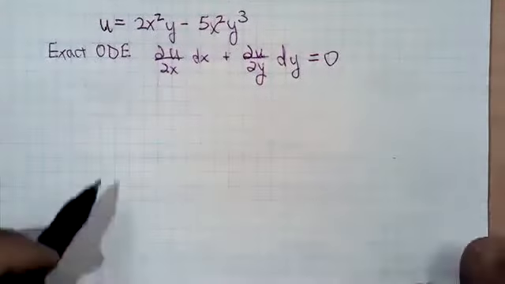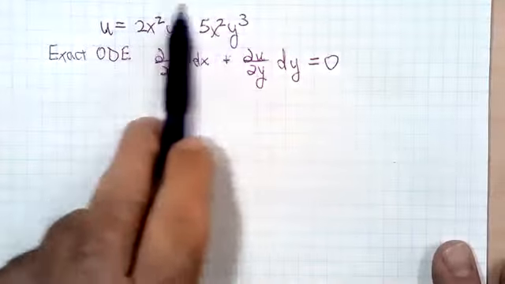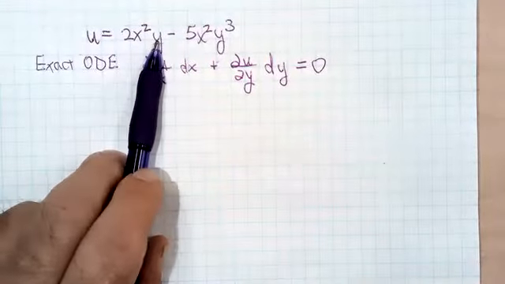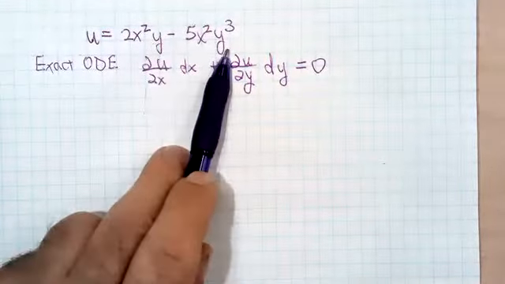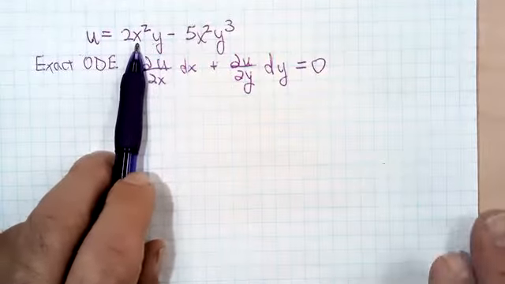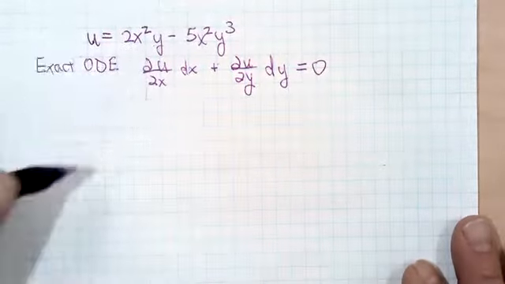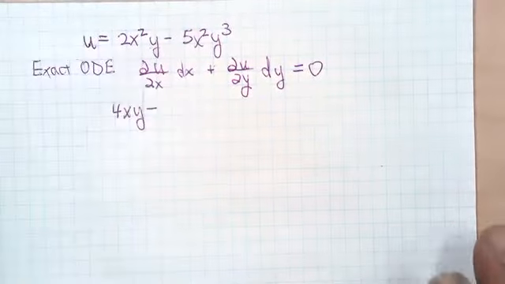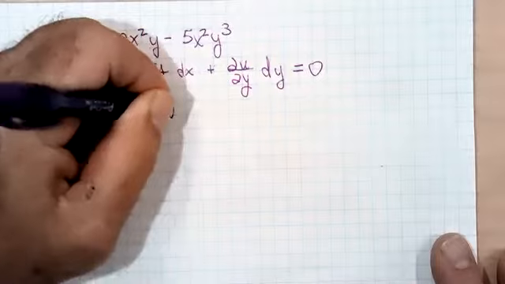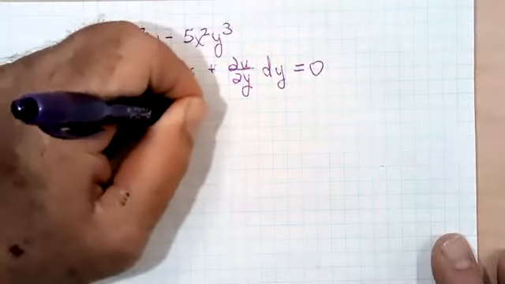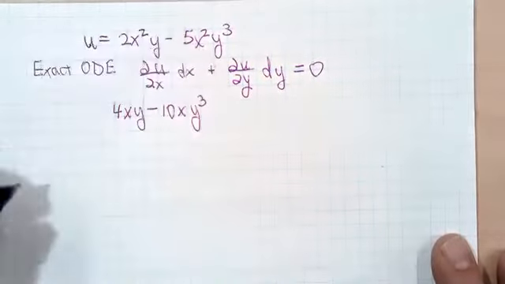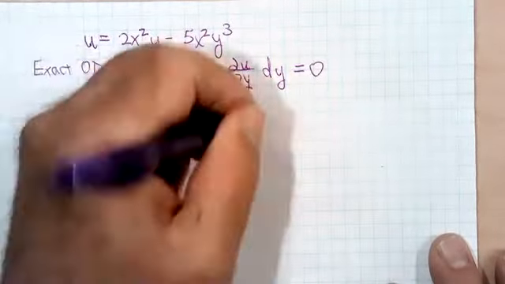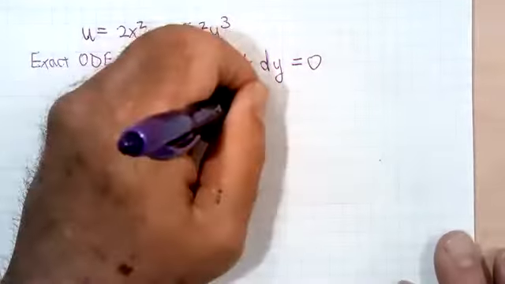Okay, so let's do that. Partial derivative of this function u with respect to x. Well, you think of the y's as being fixed, and you just take the derivative with respect to x. So I'll get 4xy minus 10xy cubed. That is the partial of u with respect to x. And I'm going to need this one, so I might as well compute it.